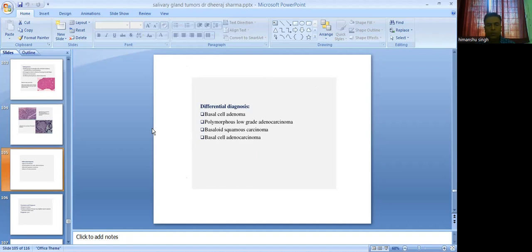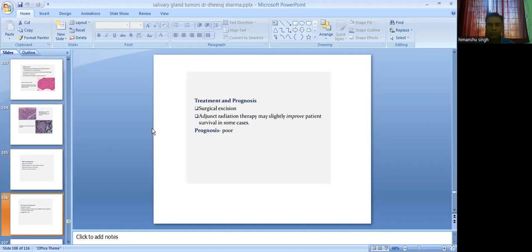Differential diagnosis is basal cell adenoma, PLGA, polymorphous low-grade adenocarcinoma, basaloid squamous carcinoma, and basal cell adenocarcinoma. Coming to the treatment and prognosis part, surgical excision is the treatment of choice. Adjunct radiation therapy may greatly improve the patient's survival in some cases, and prognosis is unfortunately poor.